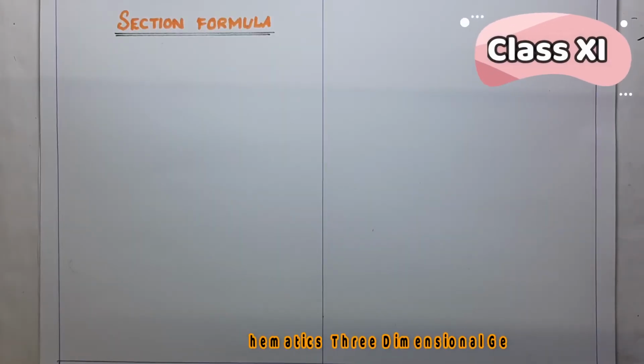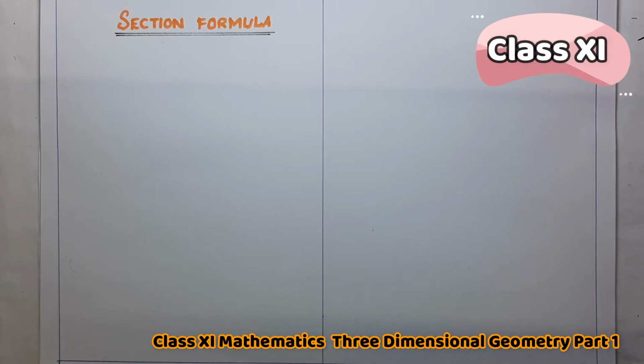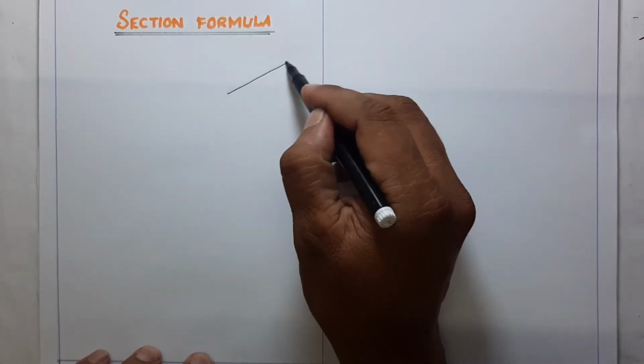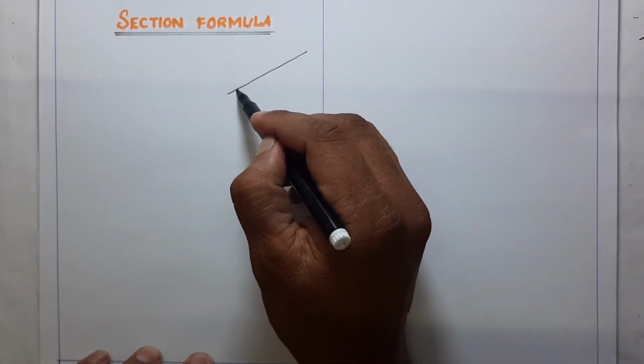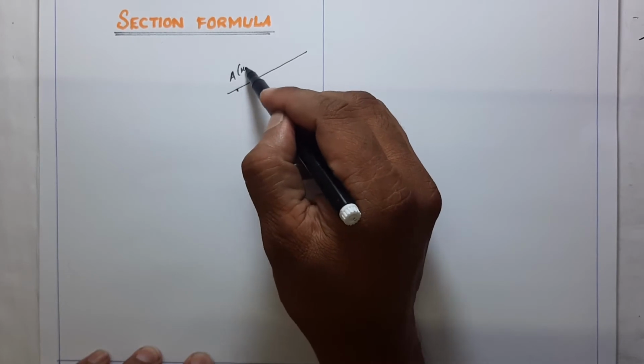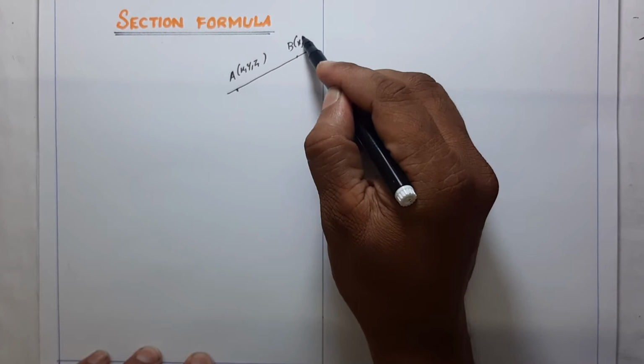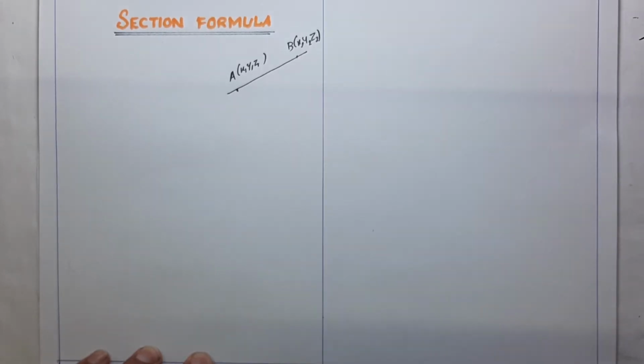Jai Hind. Today we start the next section of three-dimensional geometry, the section formula. Actually, what is the section formula? It concerns a line that passes through two fixed points. The first point is A (x1, y1, z1), and the second point is B (x2, y2, z2).